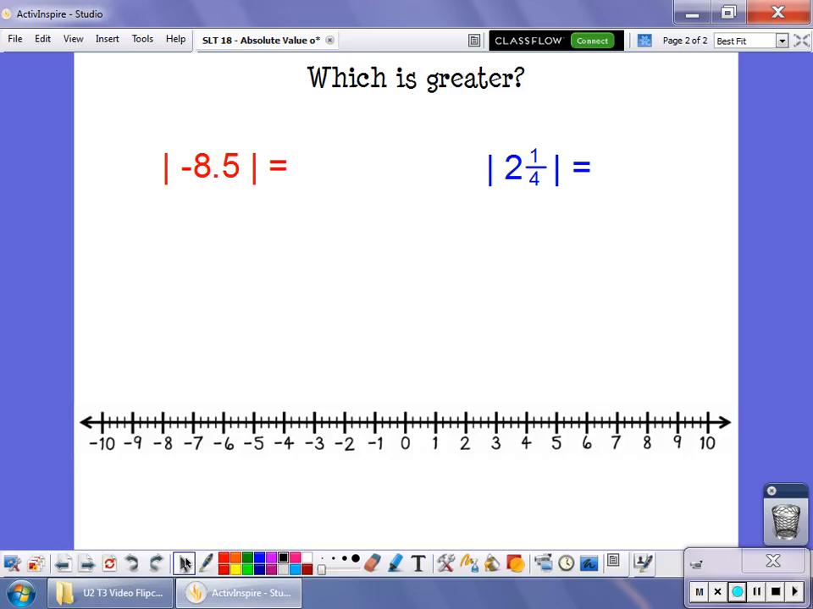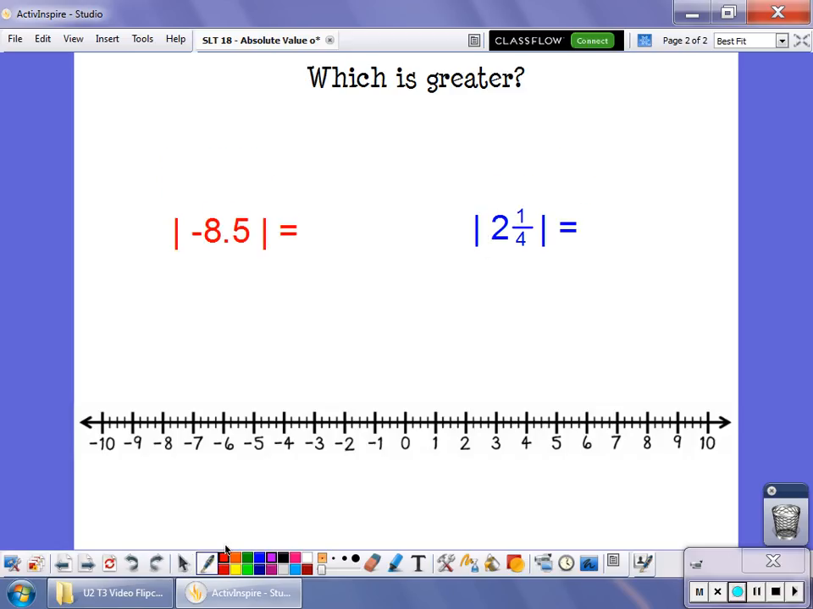Which is greater? So before we talked about absolute value, if I just wanted to compare -8 5/10 to +2 1/4, I would say that 2 1/4 is greater than -8 5/10, or -8 5/10 is less than 2 1/4, because 2 1/4 is here, -8 1/2 would be here, and I can see that 2 1/4 is further to the right.